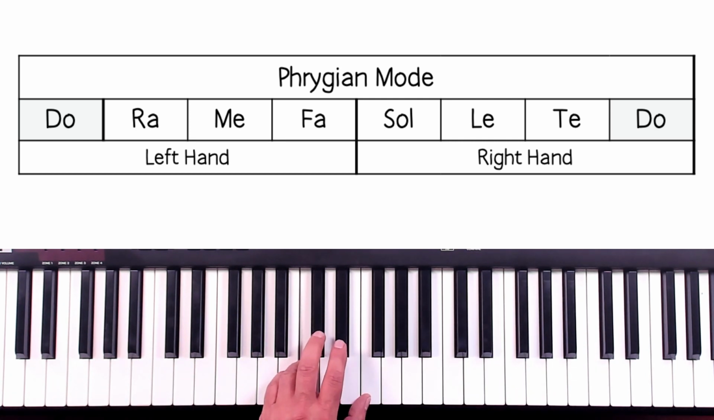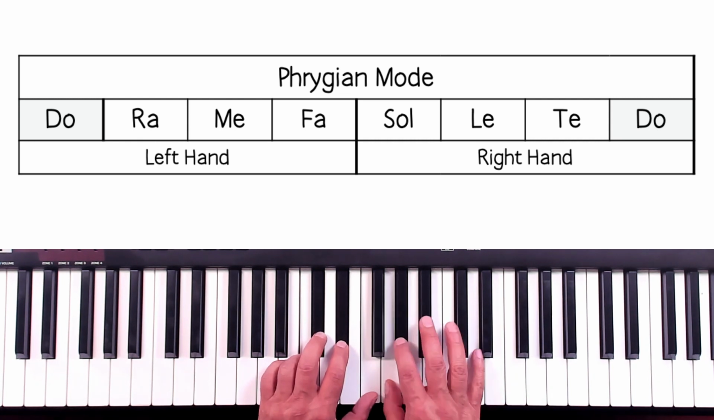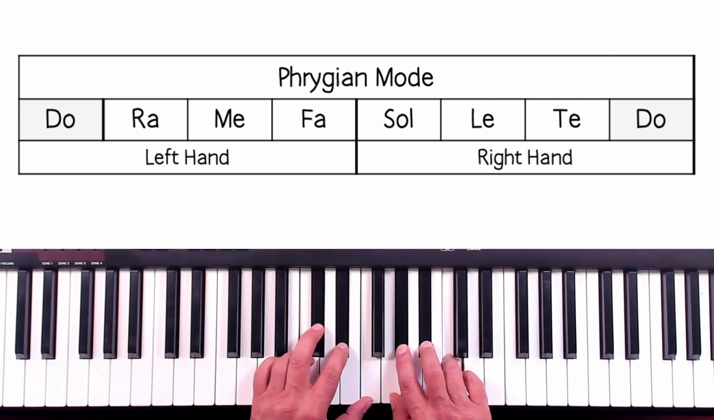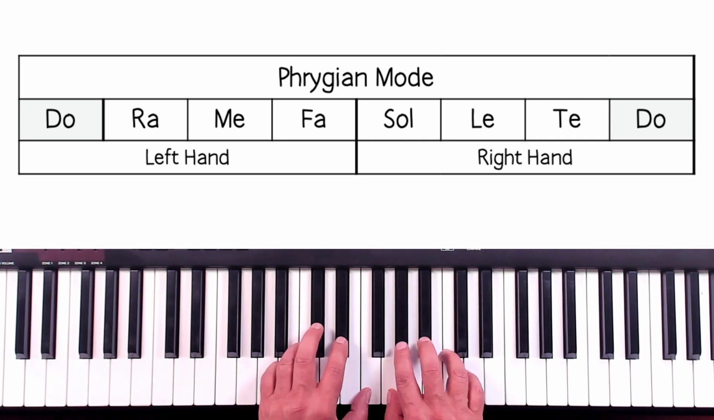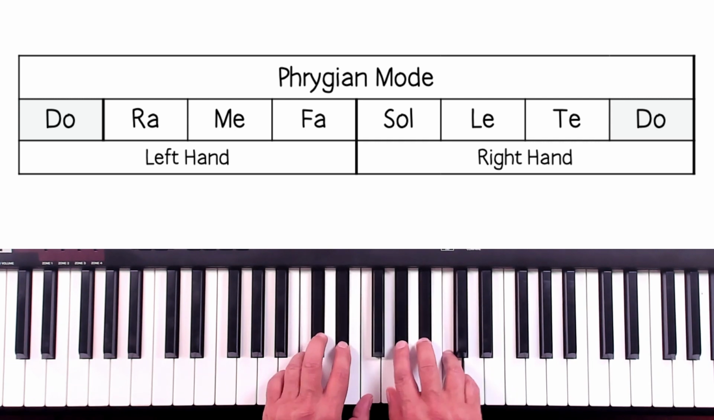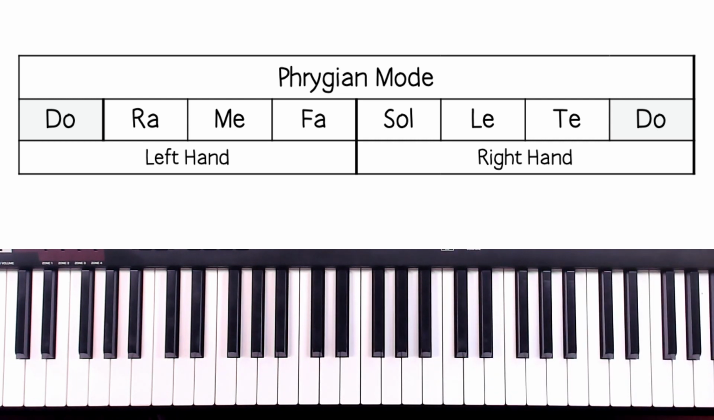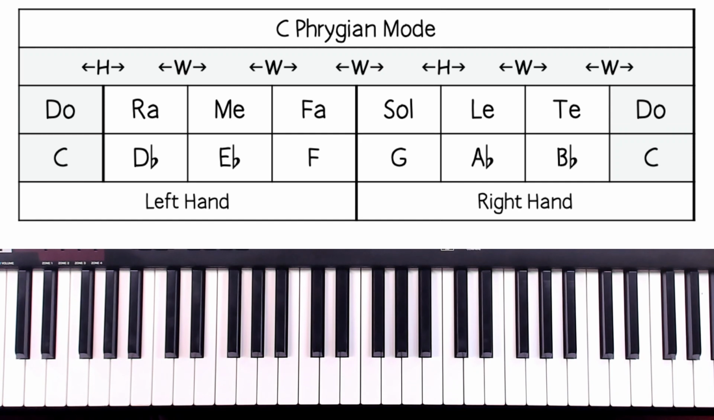Do, flat 2, ra, flat 3, mi, 4, fa, sol, flat 6, le, flat 7, te, do. And that's it, yeah? Our Phrygian mode. And we're gonna explore Phrygian mode, but I wanna do something else.